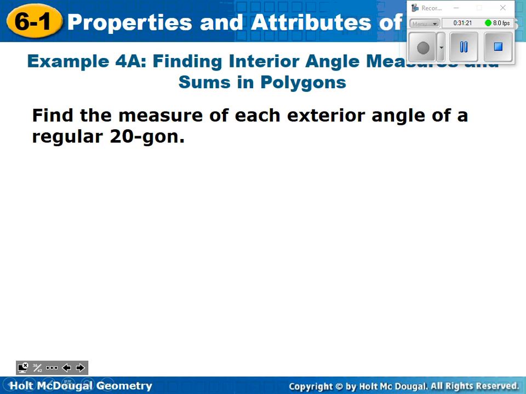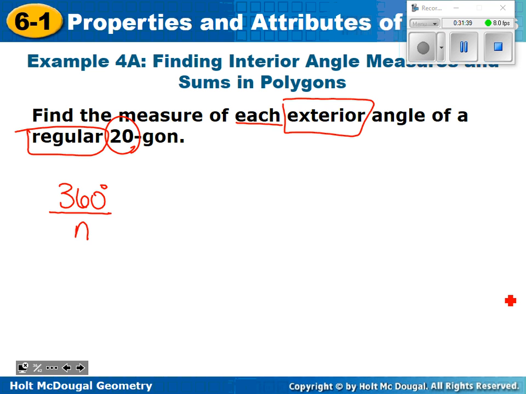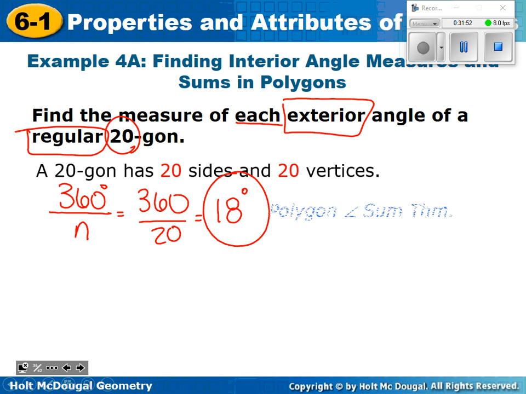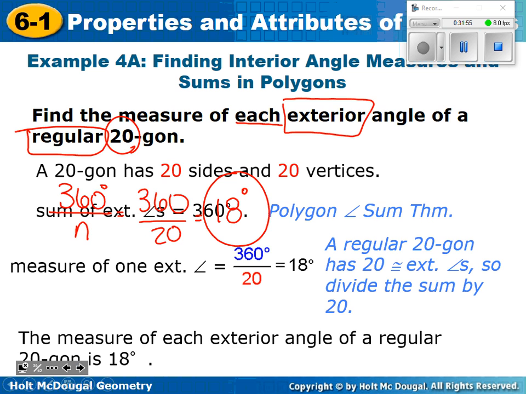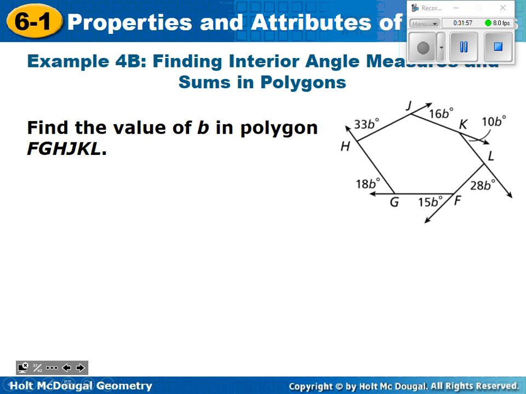Okay, so now we want to, again, find the measure of each exterior angle of a regular 20-gon. What are my keywords? Regular. What else? 20. Each and exterior. Exactly. We just take 360, which is the sum, and since it said each, we're going to divide it by n. Since it's a 20-gon, we're dividing it by 20, and we get 18 degrees. Don't forget your degree symbol. Pretty easy? Okay. The kicker there is just going to have to know your two formulas. Or four formulas, sorry.